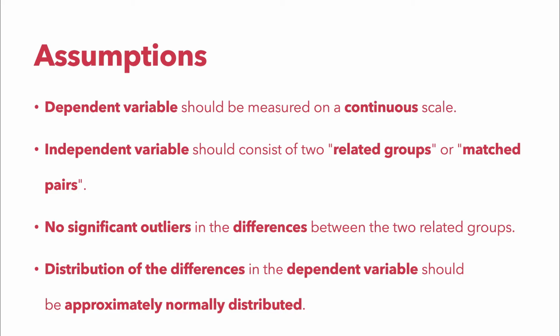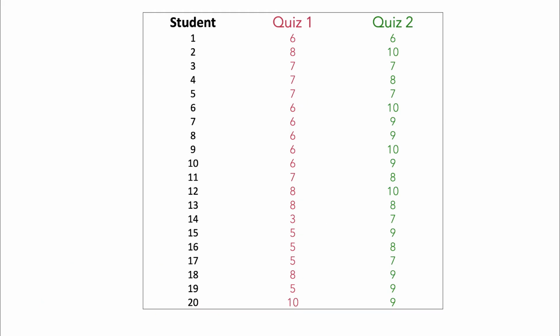No significant outliers should be there in the two related groups. So if we carefully see the data, there are no significant outliers or those values which are pretty much away from the mean in quiz 1 or in quiz 2. So this condition is also met.